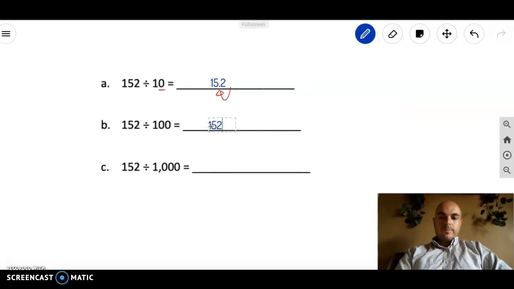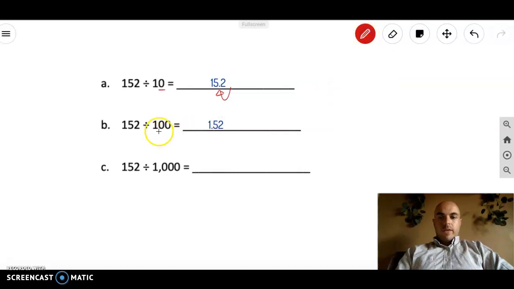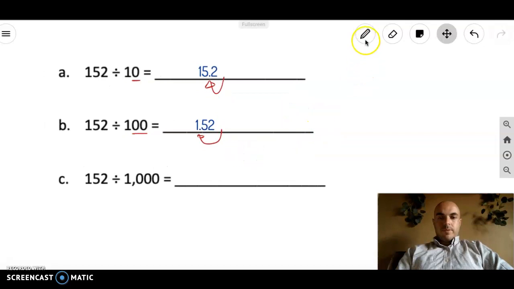Okay. Now let's look at this next one. 152. This time I'm dividing by 100. So I'll imagine my decimal point is here, and I'm going to move it over 2 places to the left. So 1, 2. Just like that. And okay, my red here. So we had 2 places. My decimal was here. It's now here. Zoom in just a bit for you guys. Great.